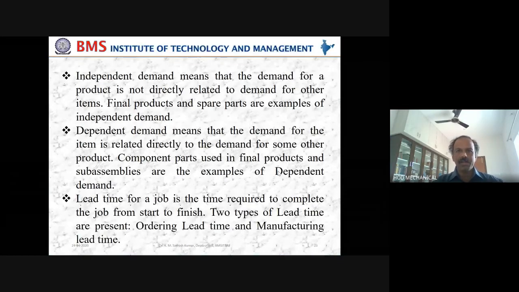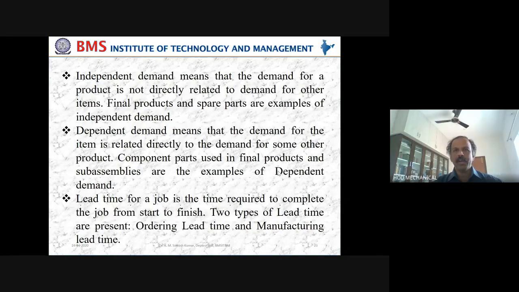Now, independent demand means, simply, that the demand for a product is not directly related to the demand for other items. Demand for one product is independent of the demand for the other product. The demand for one final product is completely independent from the demand for another final product, or for the spare parts. The demand for spare parts is independent of the demand for that particular major component. That is the case of an independent demand.